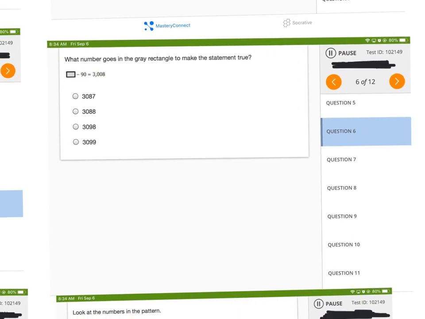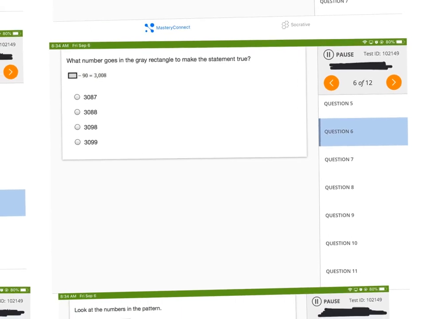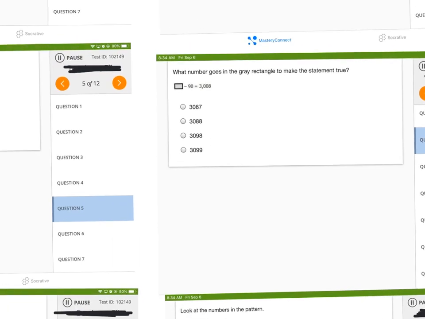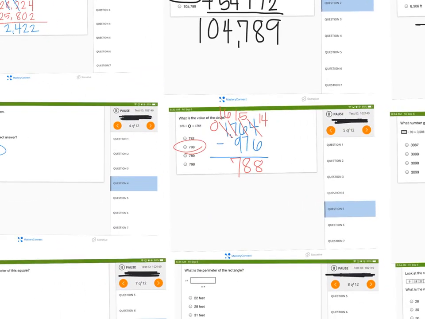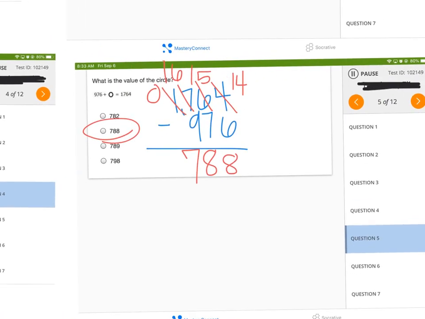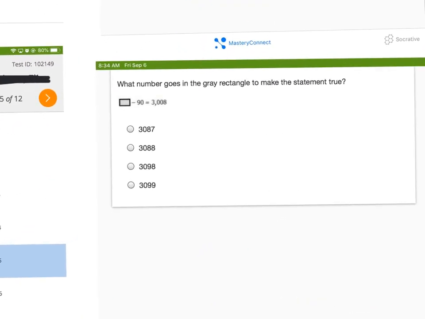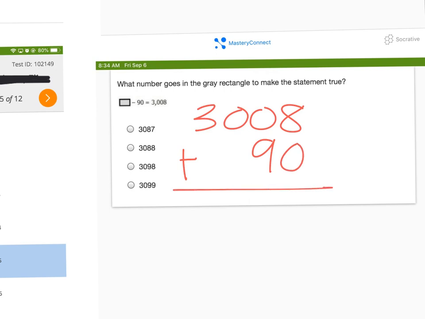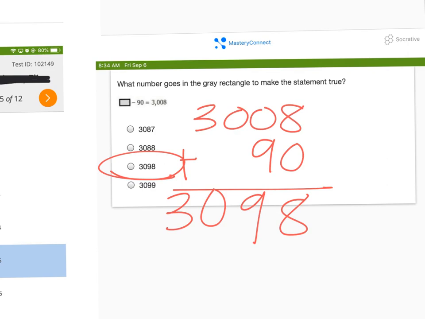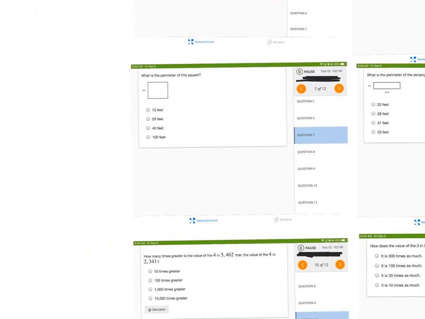All right, let's move to question 6. We are halfway done. Again, here we were finding the missing part, but this time it was blank minus 90 equals 3,008. So the first time we did a problem like this over here, where are we at? Right here. It was addition, so we did the opposite and we subtracted. However, here it starts as subtraction, so the opposite of subtraction is addition. So we're going to say 3,008 plus 90 to find the missing part. Choice C.